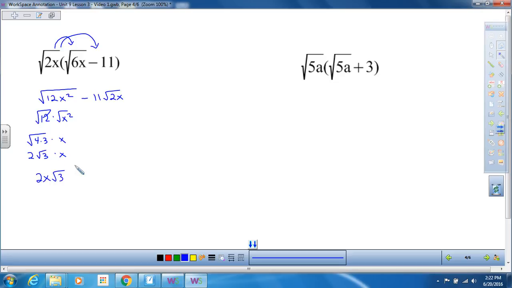Okay, so those are all multiplying. And then let me bring down minus 11 square root of 2x. 3 and 2x are definitely not the same. So this one's done.